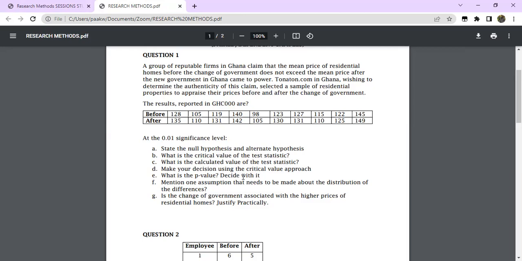F, mention one assumption that needs to be made about the distribution of the differences. G, is the change of government associated with higher prices of residential homes justified practically?